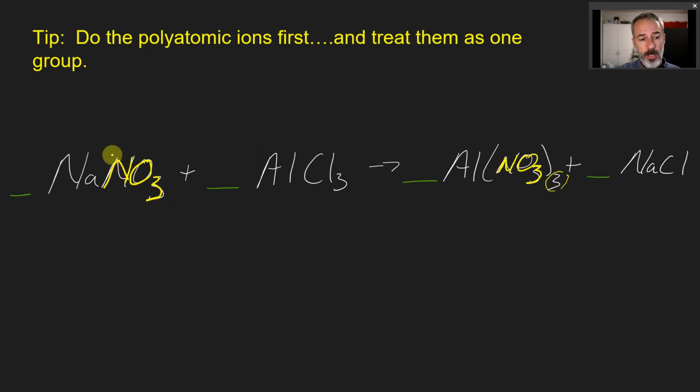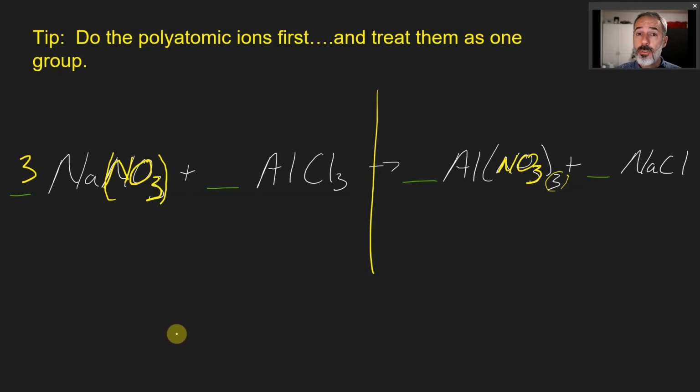Matter of fact, when there's 1, they usually don't put parentheses on it. But if you wanted to, you could put parentheses on it, and then it helps you see that there's 1. So clearly, if I have 3 nitrates over here, I'm going to need 3 nitrates right there. So now that we've done the nitrates, things will go pretty well.